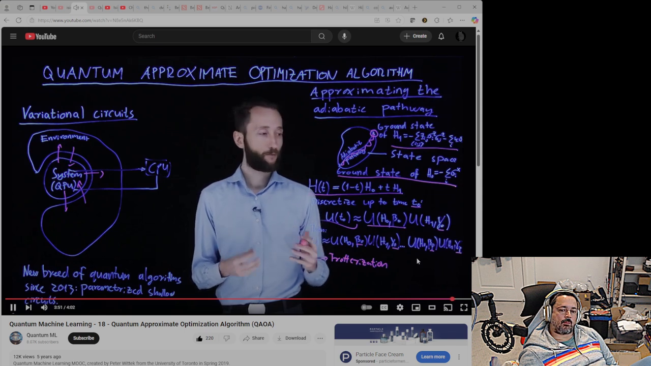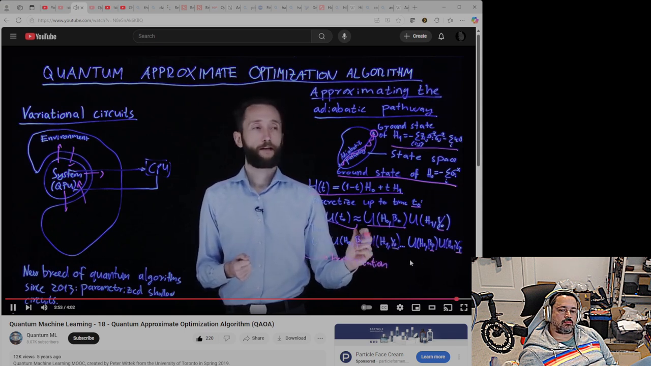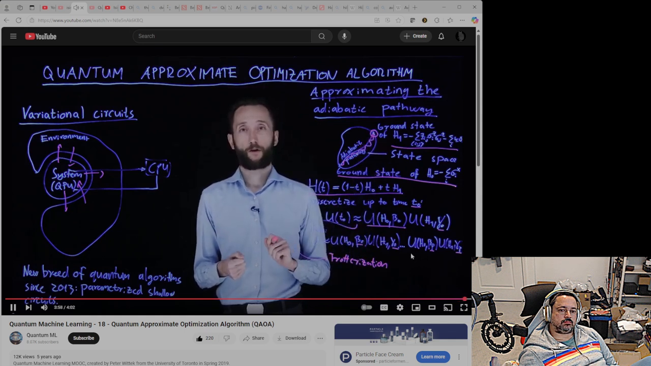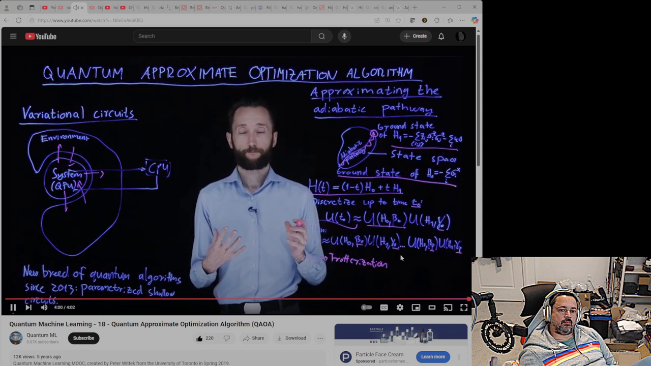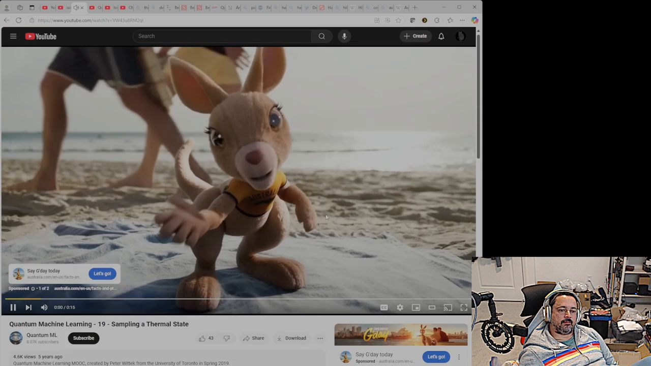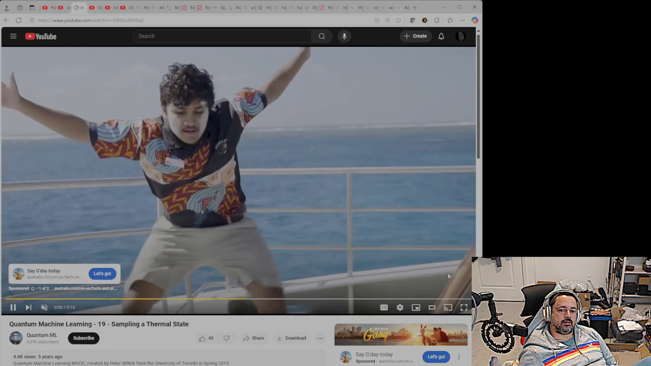Formulate an optimization problem over these parameters and do, say, a gradient descent to actually find the ground state of your target system. Probably takes a lot of resources and time.